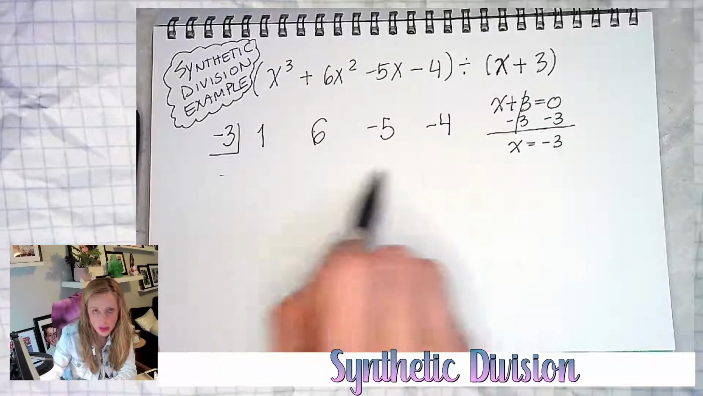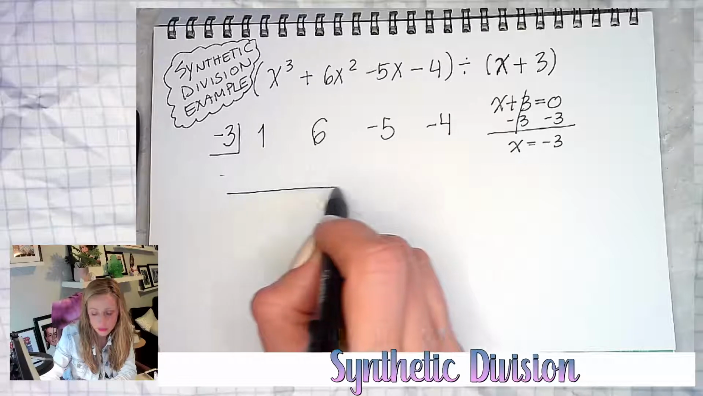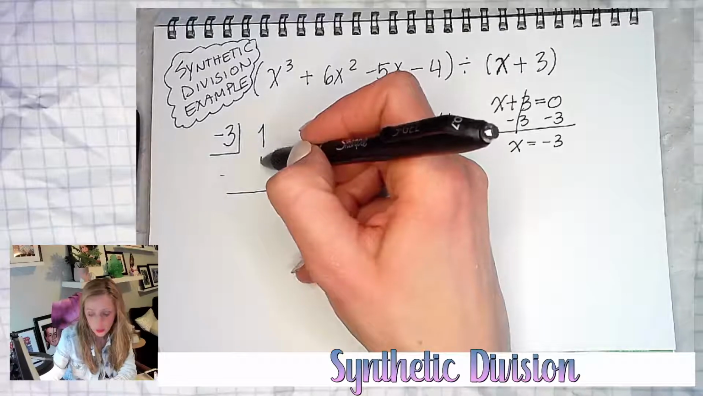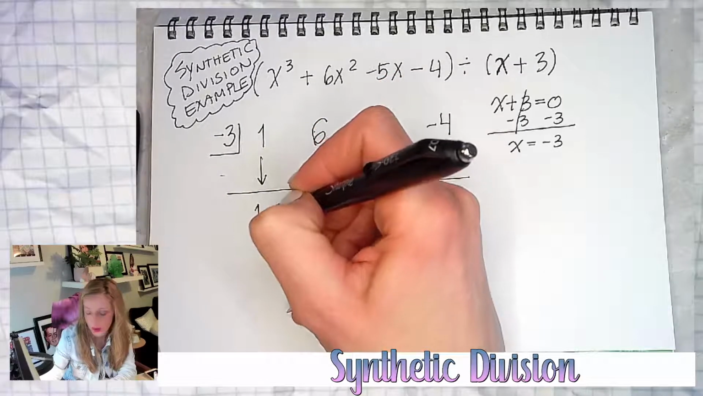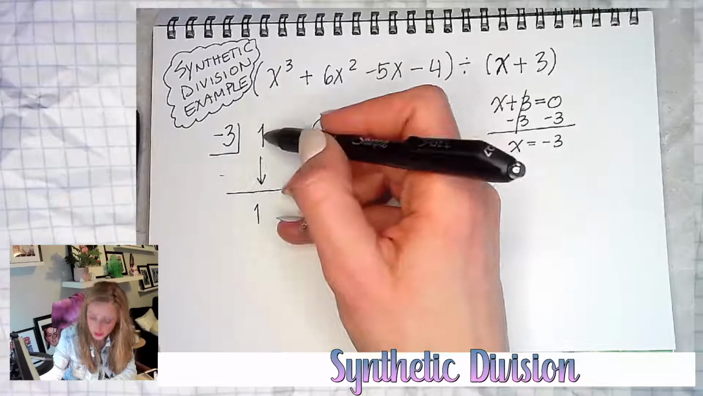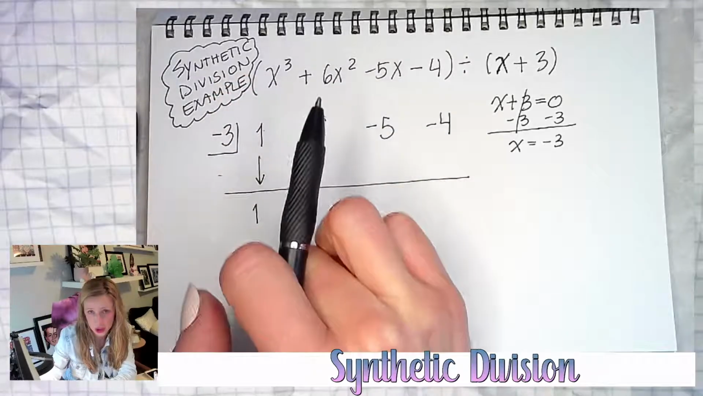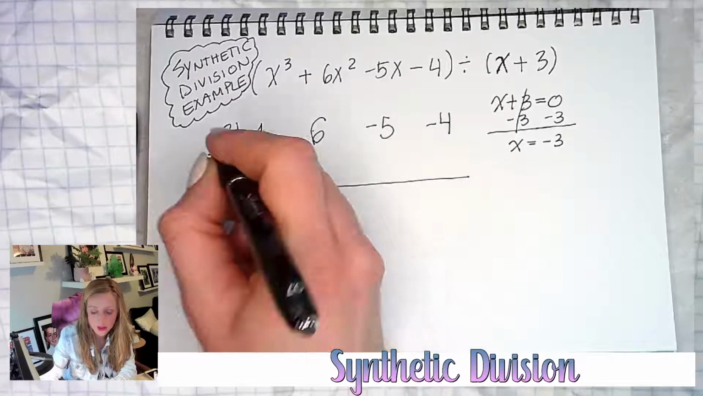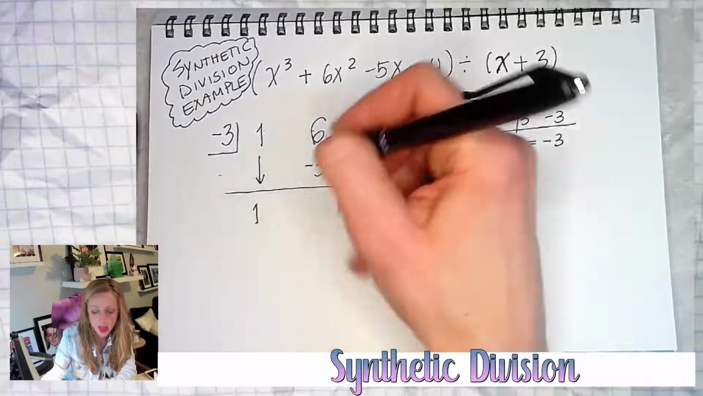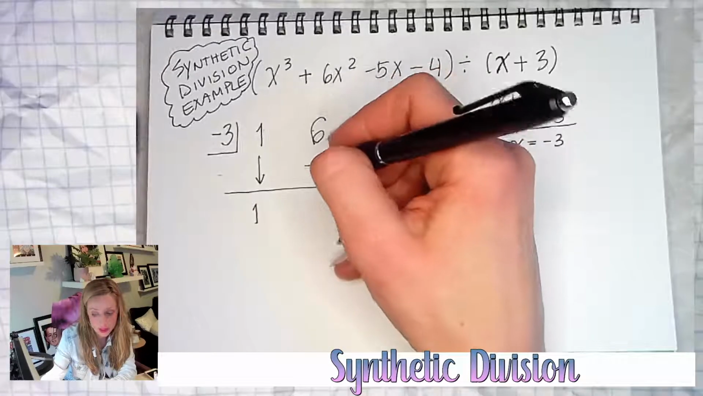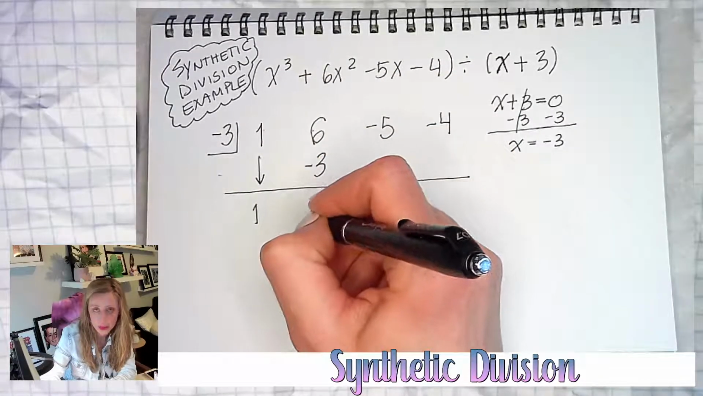Then you leave a line of space and redraw a little line. Bring down the first number, no matter what it is. If it's a 12, you bring down a 12. If it's a -3, you bring down a -3. Not the box number, but the first coefficient, okay? Bottom times box, add them straight down. 6 plus -3 is 3.